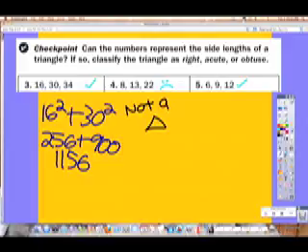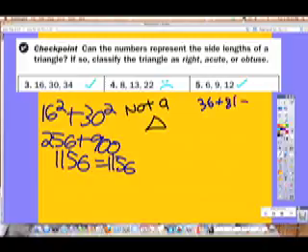Automatically, I know that this is 36, this is 81, and this would be 144. You add these together, and they're 117, so that means they would be less than 144. And so that makes it obtuse. Is that right, guys? Yes. Good work. Good job, Landon. Thank you so much.